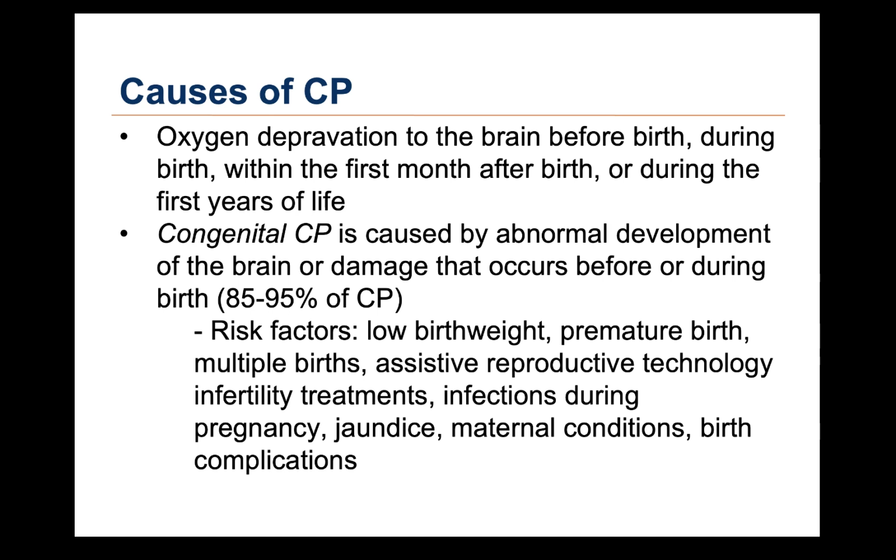Risk factors for congenital CP include low birth weight, premature birth, multiple births like twins, the use of assisted reproductive technologies for infertility like IVF, infections during pregnancy, jaundice, and maternal conditions like thyroid problems, seizures, or intellectual disability, as well as birth complications, including problems with the placenta or the umbilical cord.